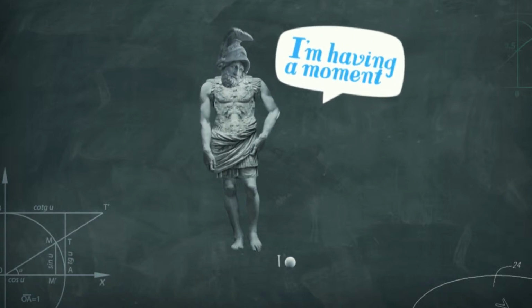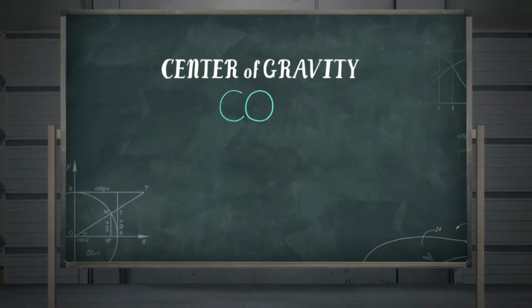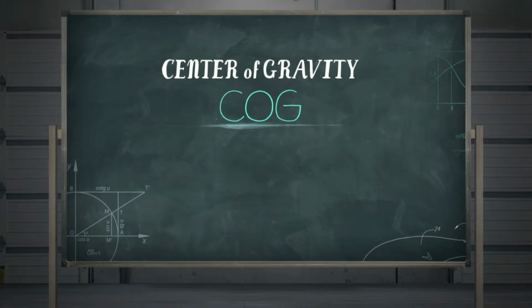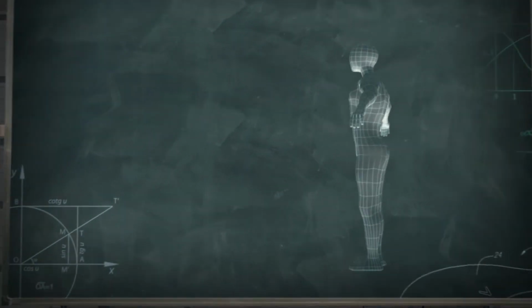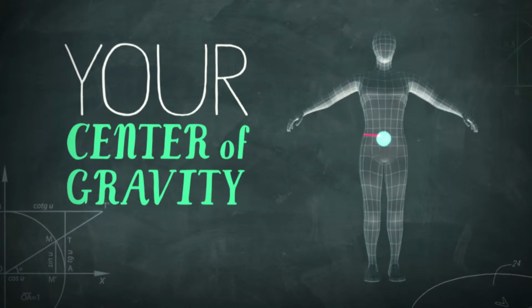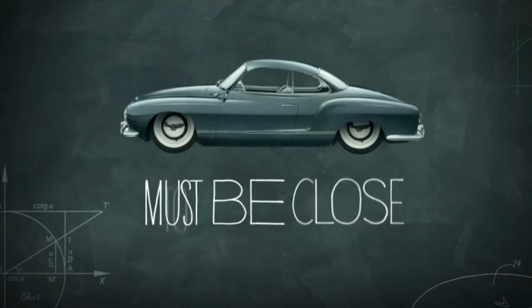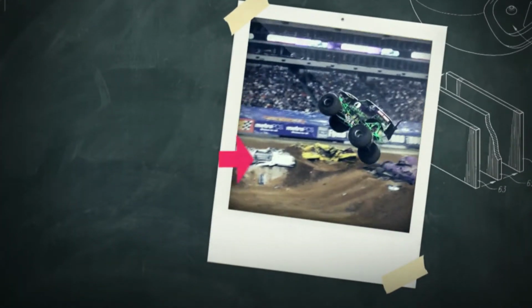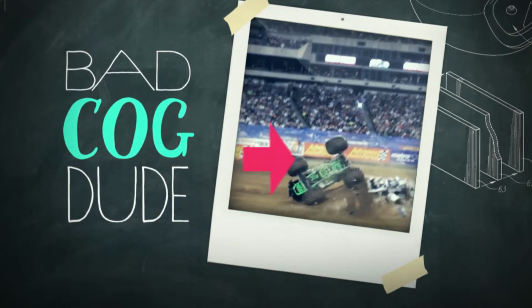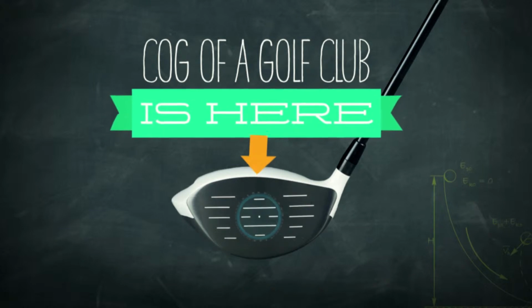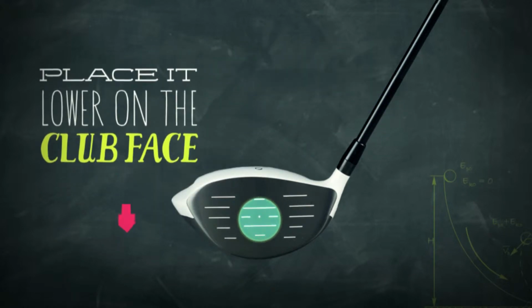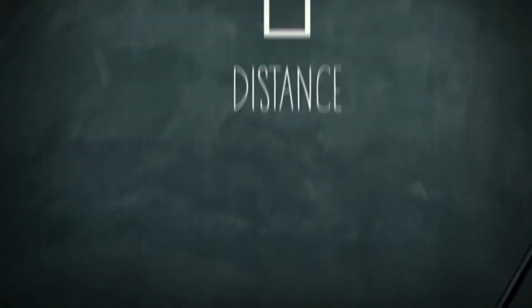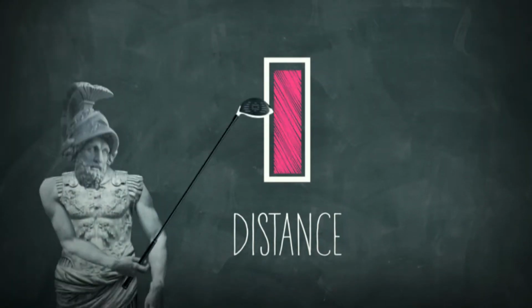I'm having a moment. The center of gravity, or COG, is the point at which the gravitational weight of an object is concentrated. Look how you are engineered. Your center of gravity is here. For cars and trucks, it must be close to the road to give them stability. Bad COG, dude. The COG of a golf club is here. This is known as the club's sweet spot. Engineers place it lower on the club face to enhance the effectiveness of this spot at impact and increase distance.